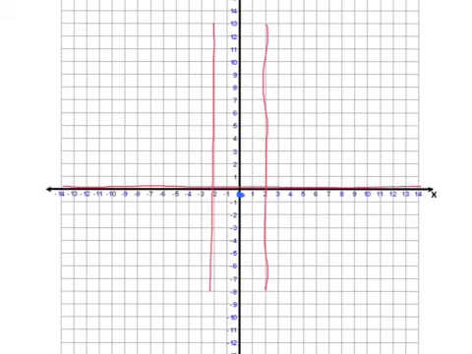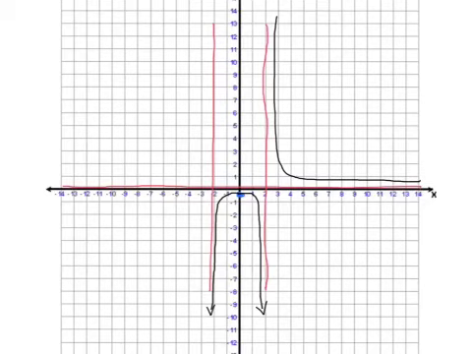Now we can complete the graph. We know that the graph must approach both of the asymptotes. So for this section here, we're going to approach x equals negative 2, and we're going to approach x equals 2. For the next part, our graph will continue to approach y equals 0. And we will have the same thing on the other side.